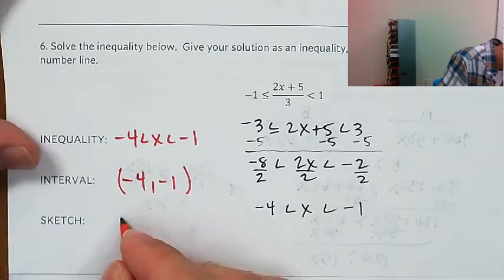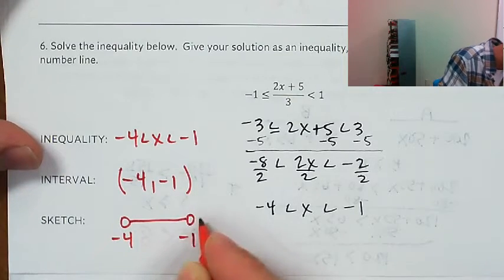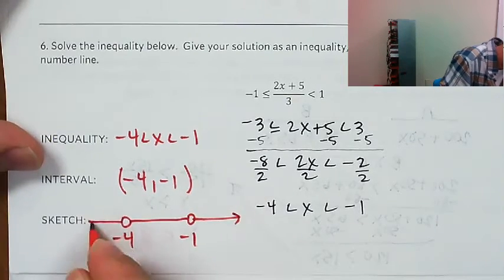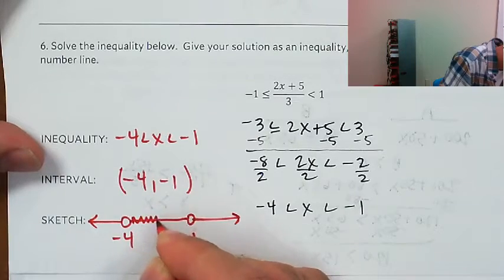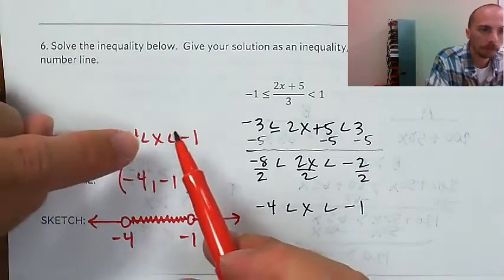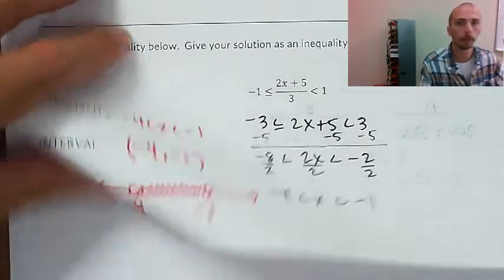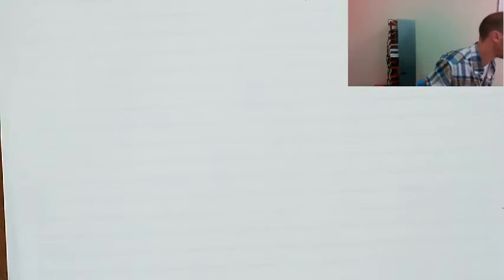And then the sketch would be, from negative 4 up to negative 1 on the number line, we're shading the interior of that interval, right? And we leave the open circles because it's strictly less than, and we see the parentheses. It's all the same idea. Okay, that's it for Form A. Let's move on to Form B.